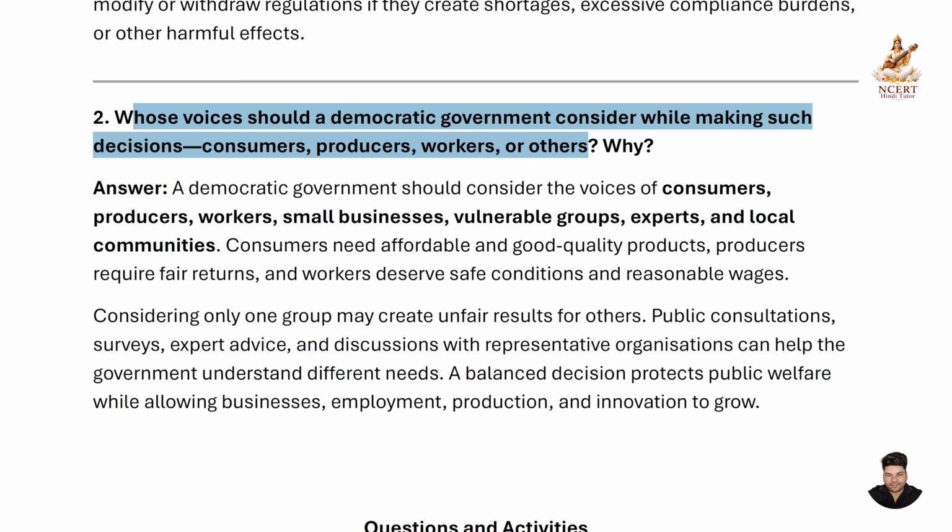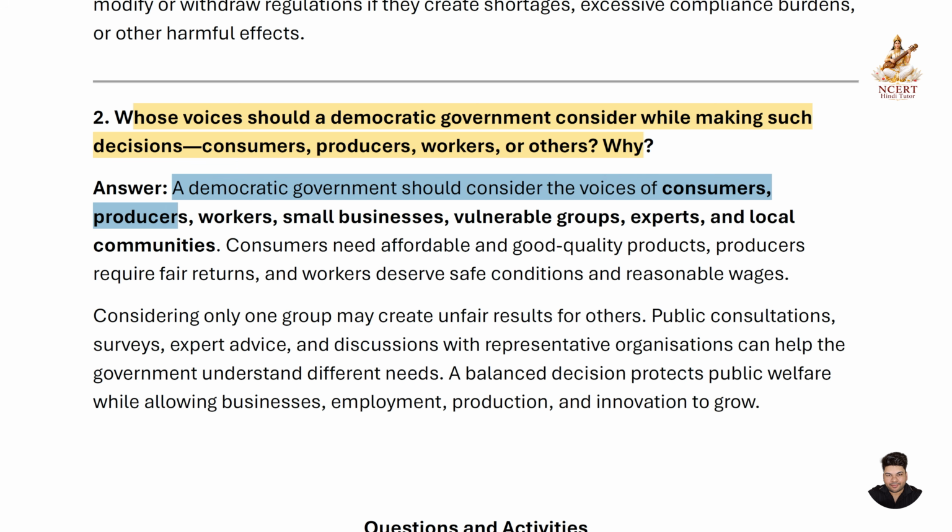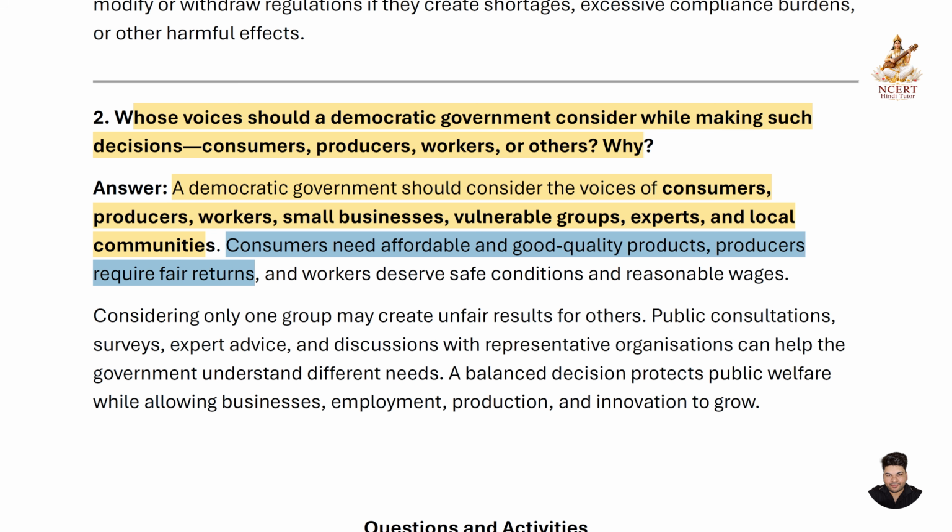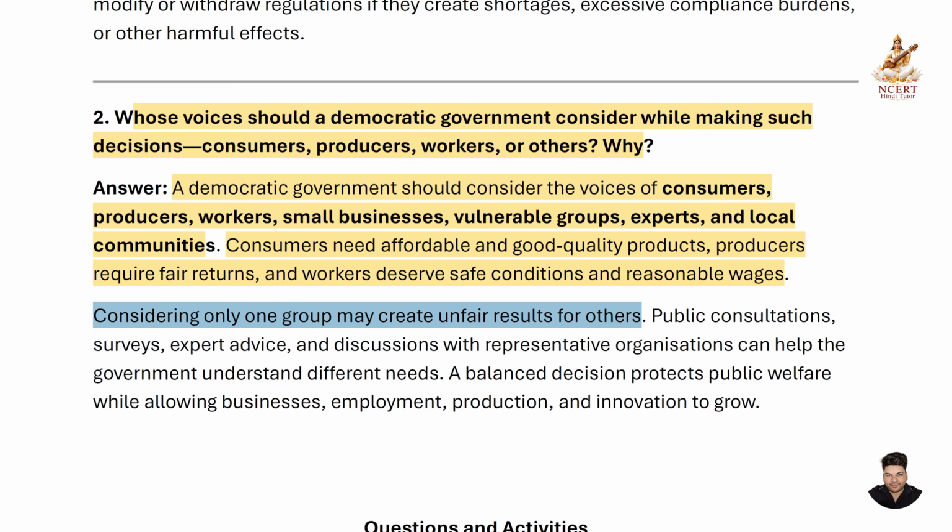Consumers, producers, workers, or others? Why? Answer. A democratic government should consider the voices of consumers, producers, workers, small businesses, vulnerable groups, experts, and local communities. Consumers need affordable and good quality products. Producers require fair returns, and workers deserve safe conditions and reasonable wages. Considering only one group may create unfair results for others.